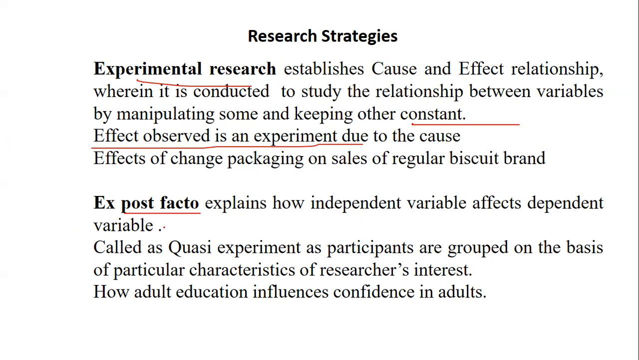experiment. When we have ex post facto research, it explains how independent variables affect dependent variables. It is also called quasi experiments, as participants here are basically grouped on the basis of a particular characteristic of research interest. For example, how adult education influences confidence in adults.